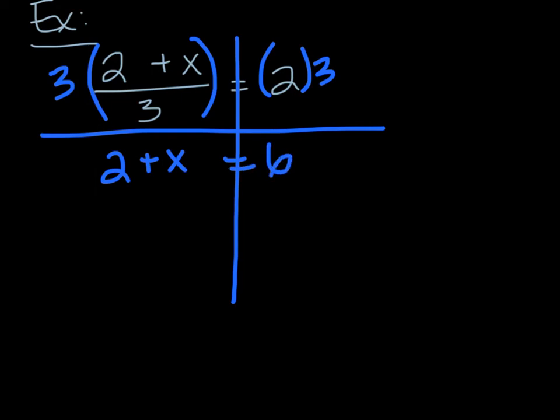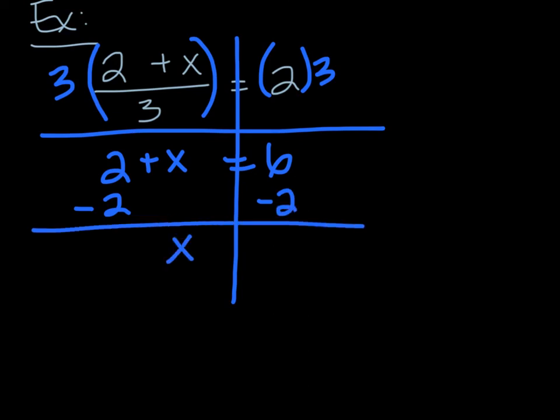Then I want to get x alone. I see that currently x is adding to 2. 2 is positive. I know that I need to subtract 2 to get it to go away. So x will be equal to 4.